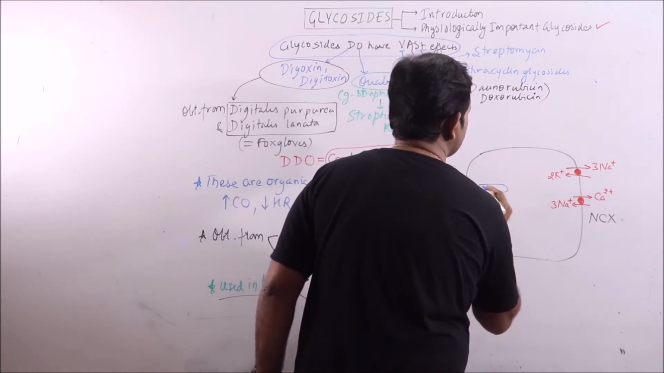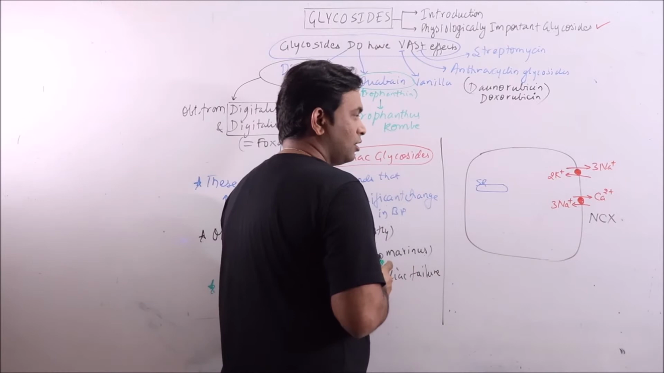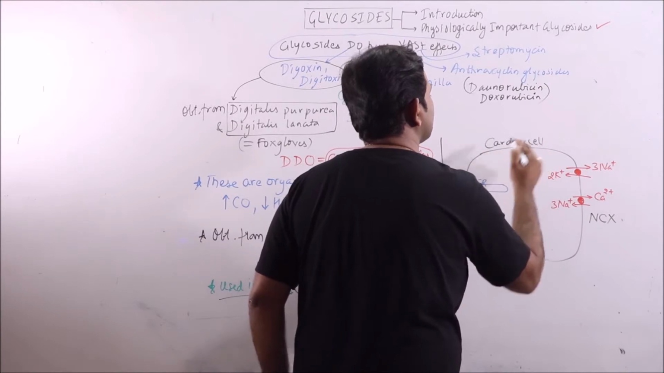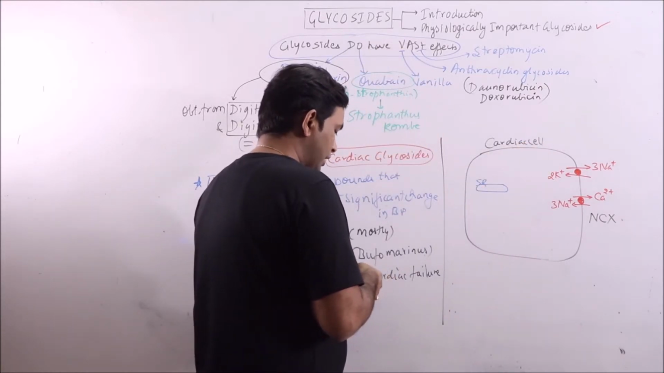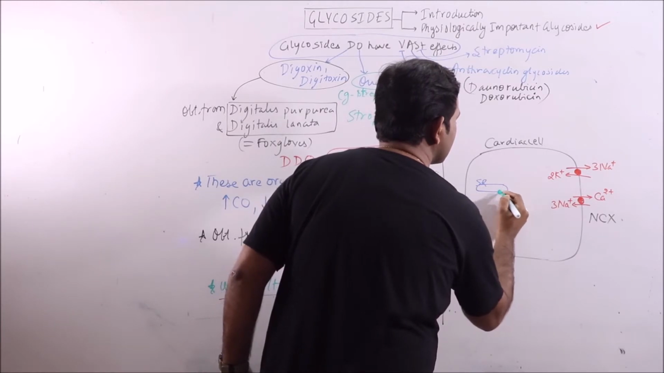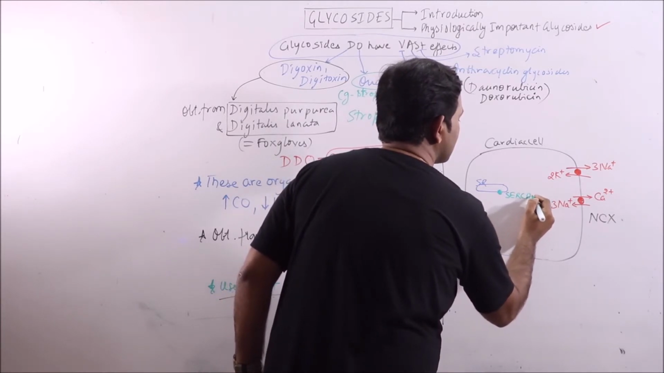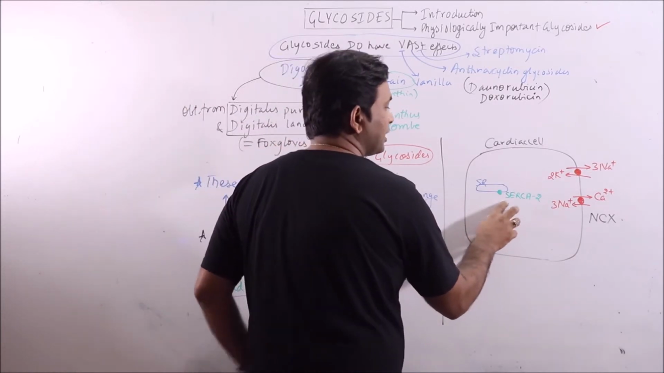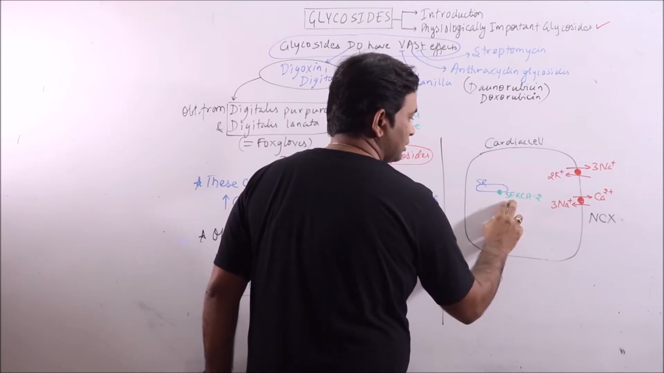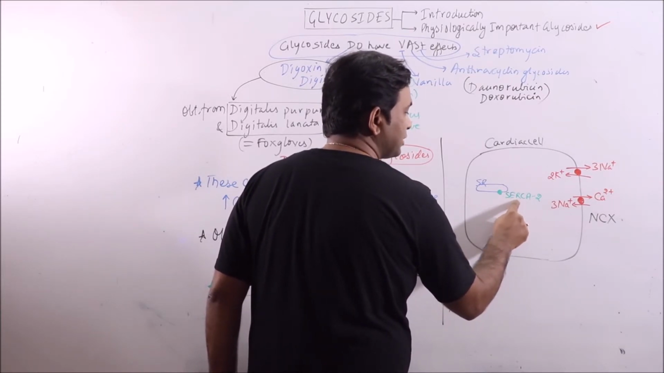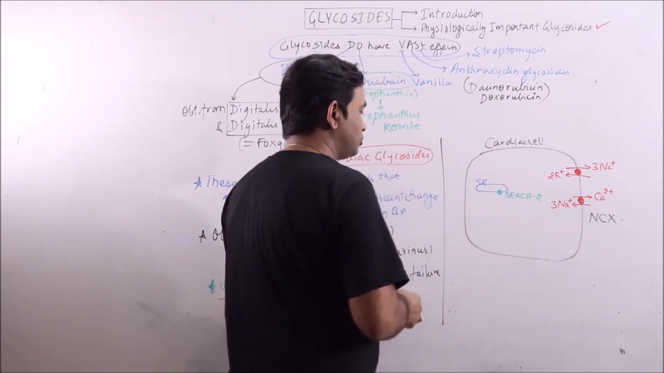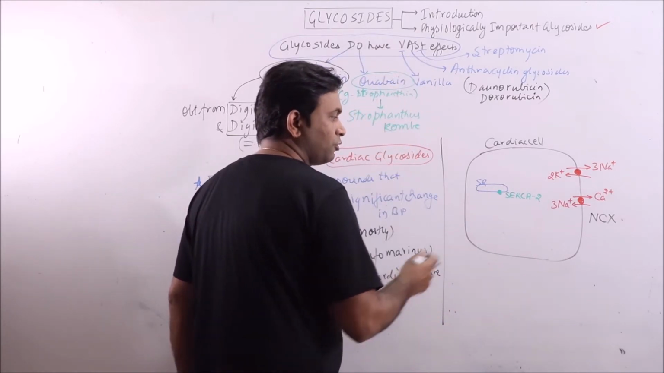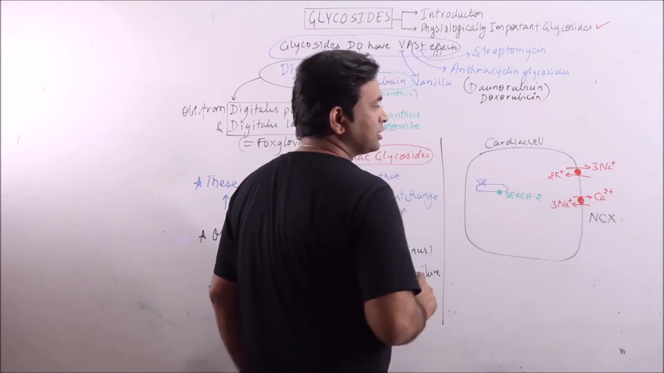Now this is the sarcoplasmic reticulum of the cardiac cell. It has SERCA2. What is that? Sarcoendoplasmic reticulum calcium ATPase 2, SERCA2, and its main function is to absorb calcium from the sarcoplasm into the sarcoplasmic reticulum.